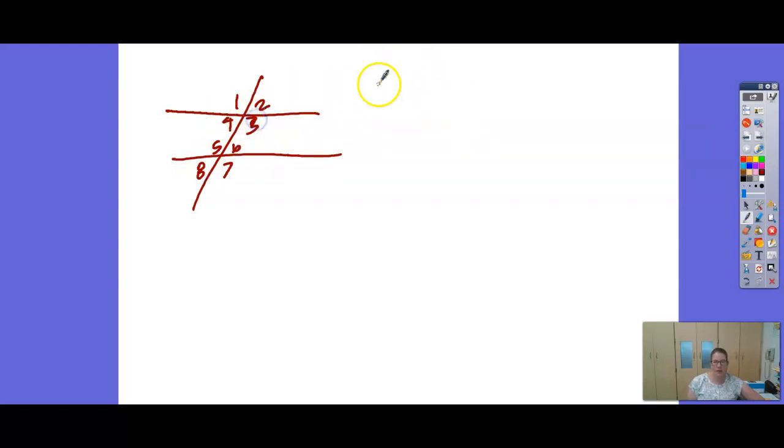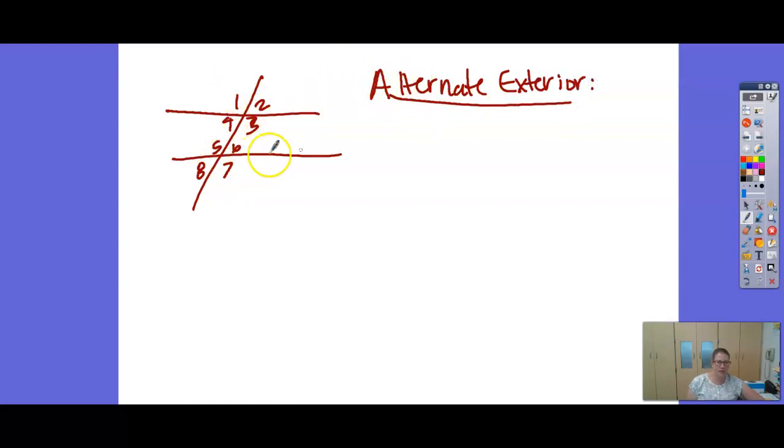The other type that we have are called alternate exterior angles. So they're on the outside of the parallel lines, but they are on opposite sides of the transversal. So that'd be like angles 1 and 7 and angles 2 and 8. And alternate exterior angles are also congruent. Okay?